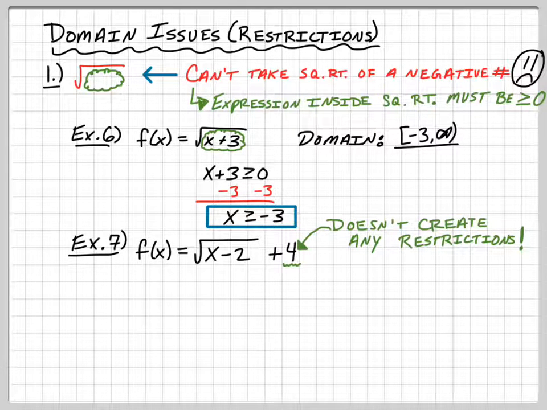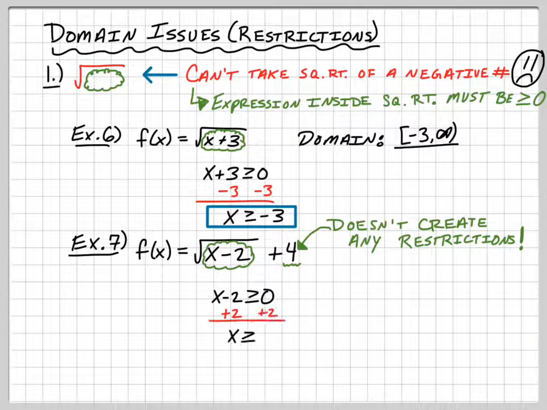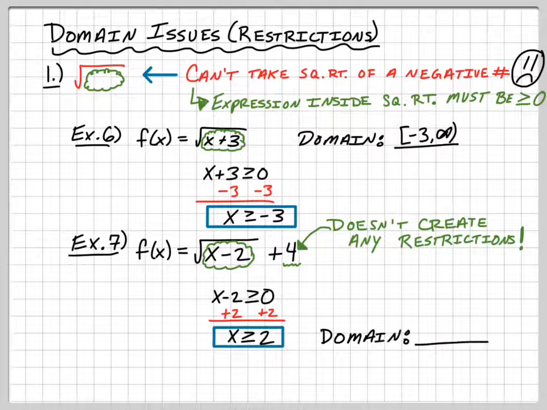So if the 4 doesn't create any problems, let's focus in on what does create problems, that x minus 2 piece. If we know that thing's got to be greater than or equal to 0, right away that implies that x has got to be bigger than or equal to 2. Anything less than it, and you'll start getting negative numbers in there. It's no good. So our domain is from 2 to infinity.